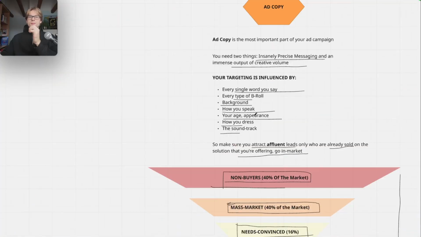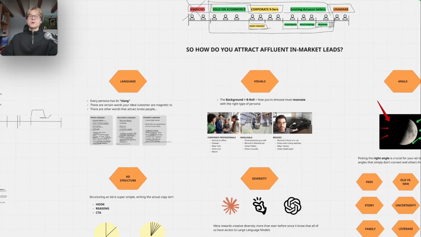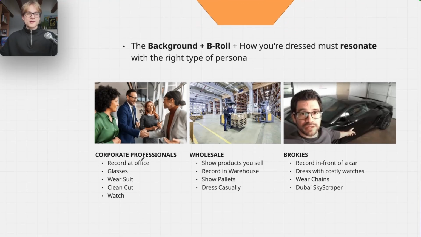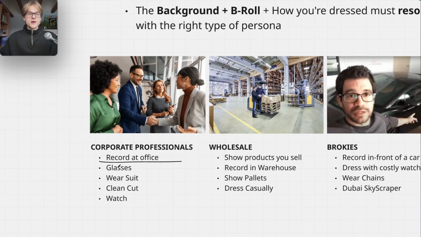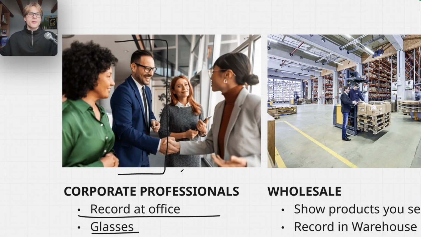Because remember, your targeting is influenced by your background. So my visuals, my background, my B-roll, how I'm dressed, how I'm looking, must resonate with the right type of persona. So if I want to attract corporate professionals, I would record this at an office with glasses. I would wear a suit. I would have a clean cut. I would wear a watch. Right? I would literally look like this guy over there, right?